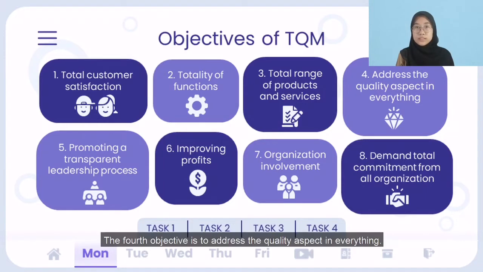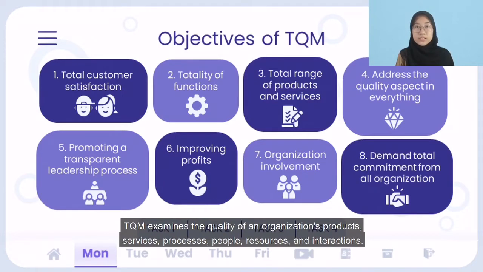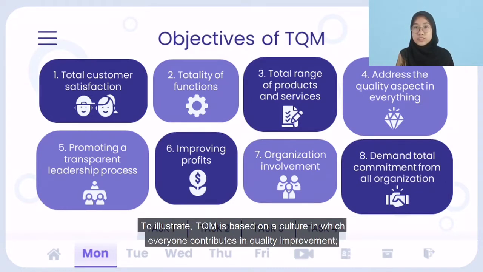The fourth objective is to address the quality aspect in everything. TQM examines the quality of an organization's products, services, processes, people, resources, and interactions. To illustrate, TQM is based on a culture in which everyone contributes to quality improvement. However, they must first recognize this aspect and have the necessary skills and tools to do so.